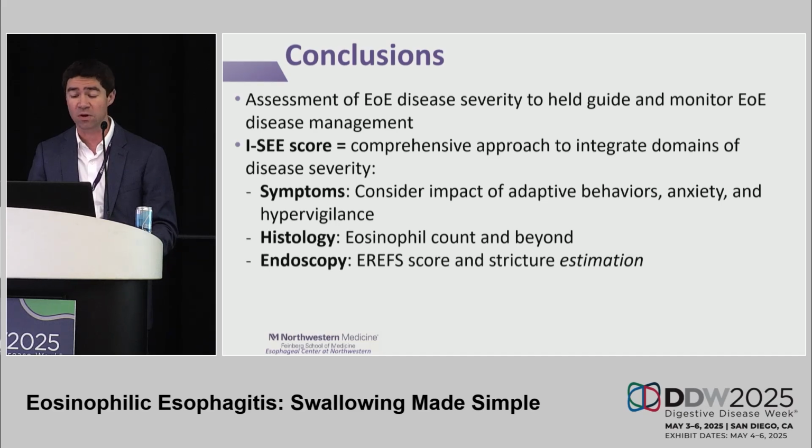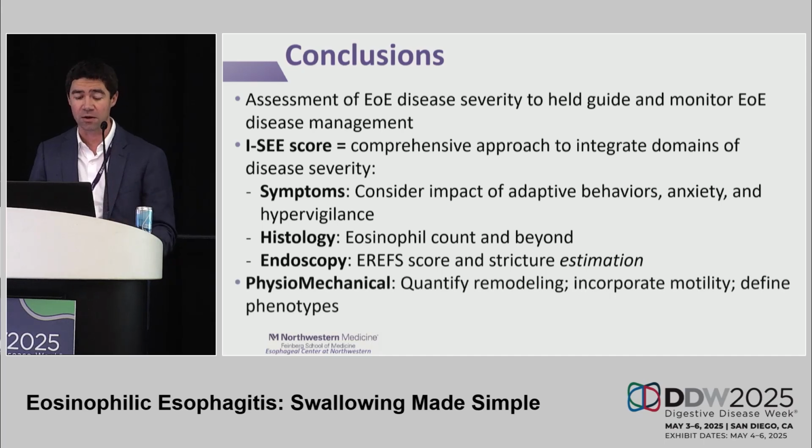Endoscopy, it's the ERIF score as well as stricture estimation. And here we can bring in some of the other components of physiomechanical function. We can quantify remodeling, incorporate motility, and then define these phenotypes.